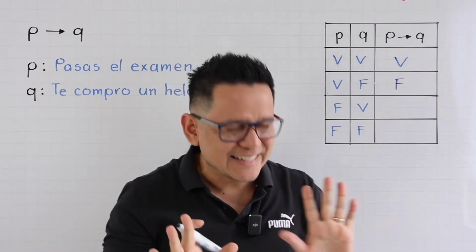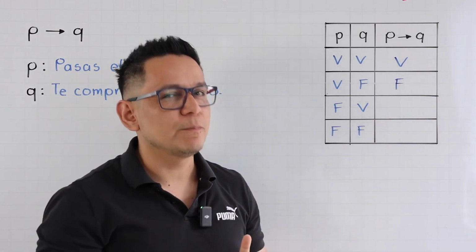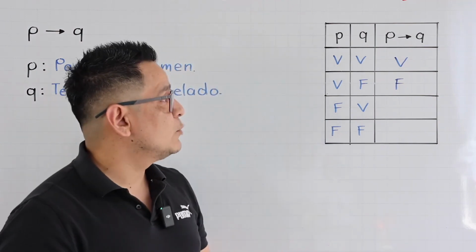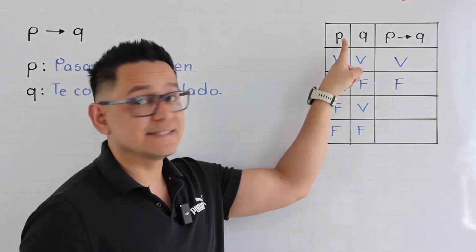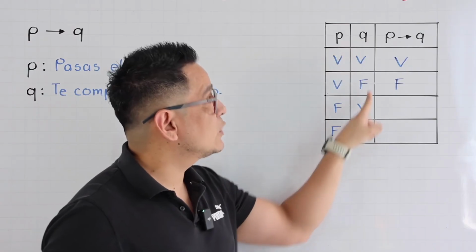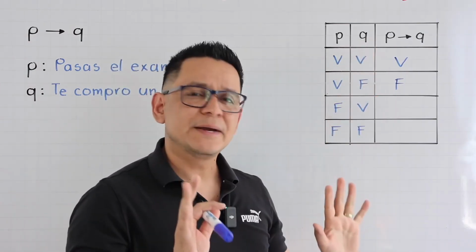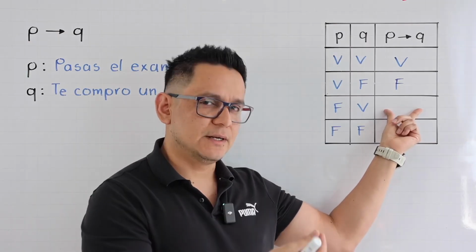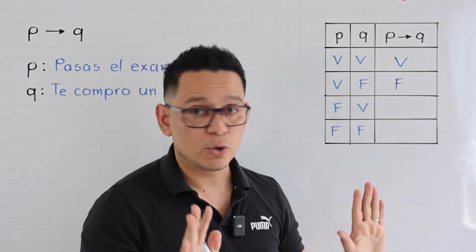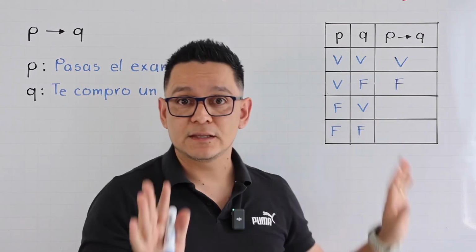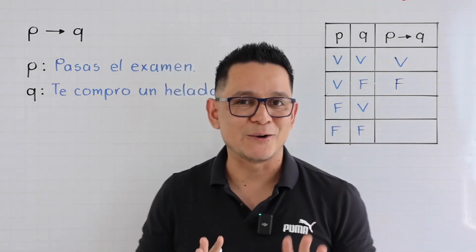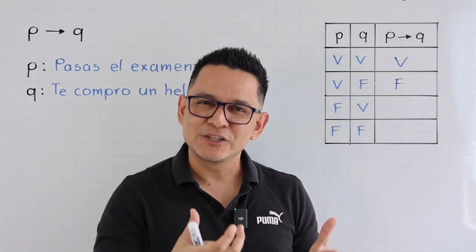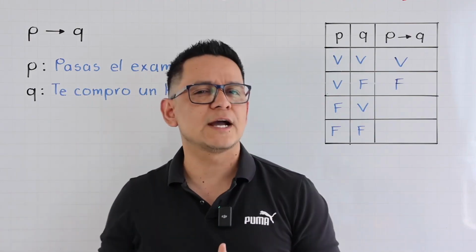All right, pay attention, because the next one is more complicated. Look, in case number 3, it's false that you passed the exam, and it's true that I bought you the ice cream. So start thinking about what the truth value should be here. Should it be true or should it be false? Because remember, we can only put true or false here. We can't put anything else, right? So, is the condition being met or not being met?